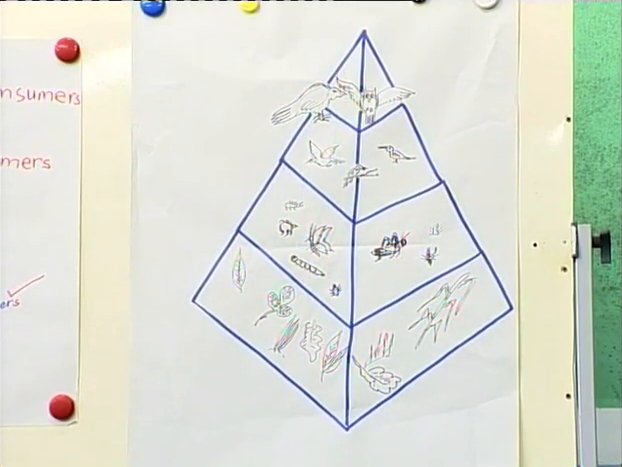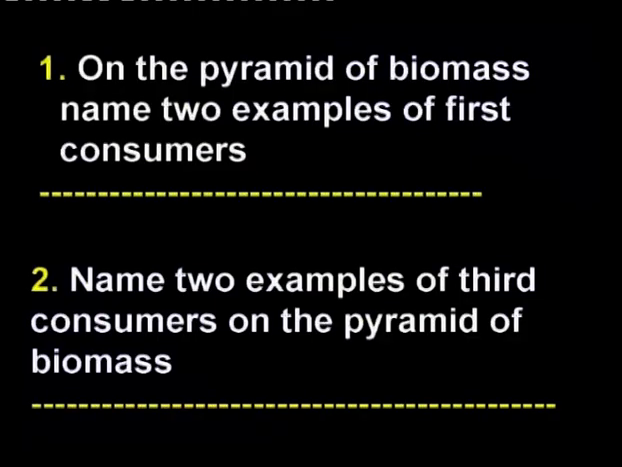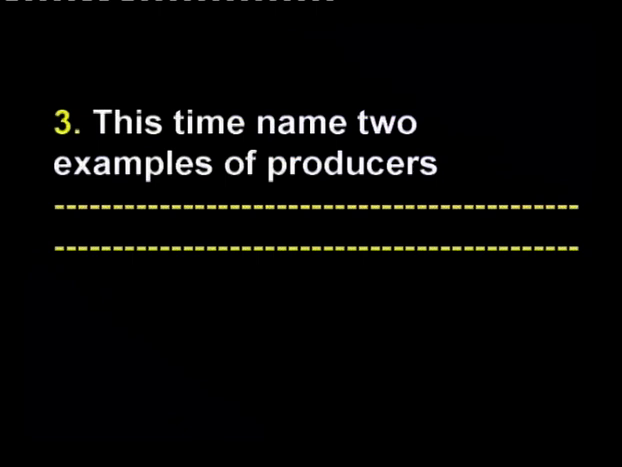Now the next one, you will have to name 2 examples of third consumers on the pyramid of biomass. And finally, this time, you name 2 examples of producers.